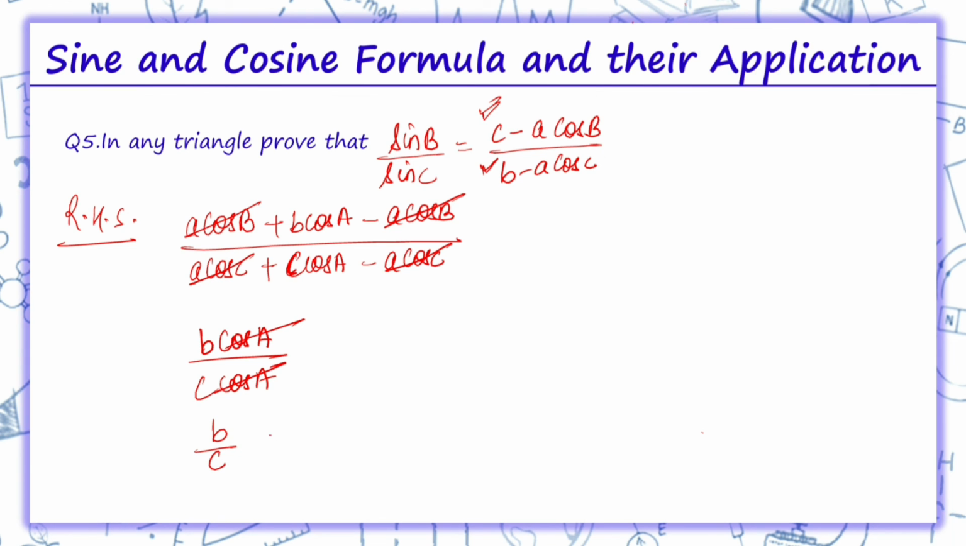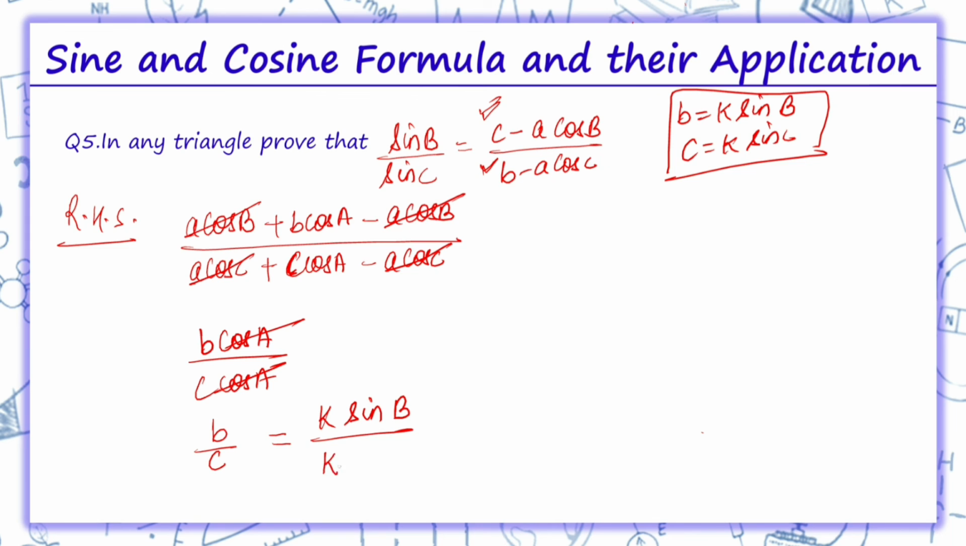Now as we know, if we are using the sine rule, B is written as K sine B and C is written as K sine C. So substituting the values, in place of B I will write K sine B and in place of C I will write K sine C. K and K get cancelled out. So we got sine B by sine C. So this is how in this question we applied projection formulas, and we also applied the sine rule.